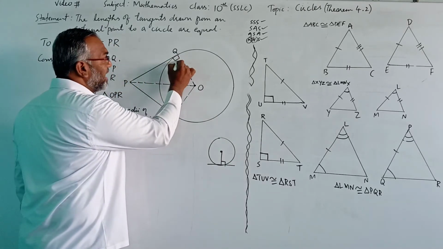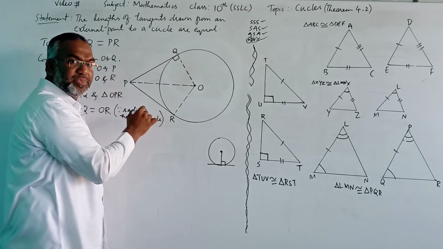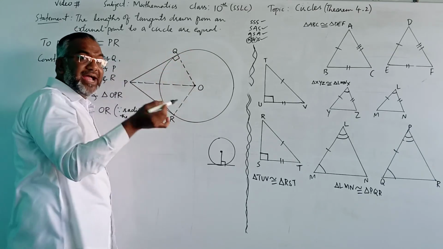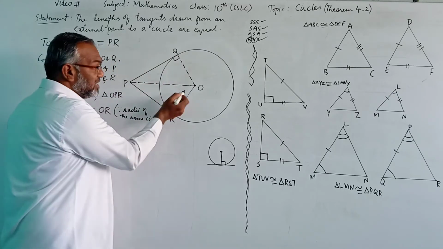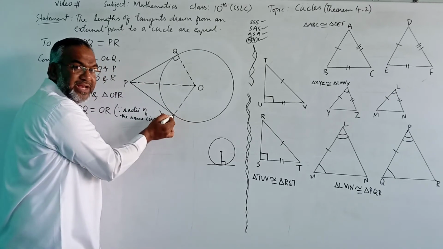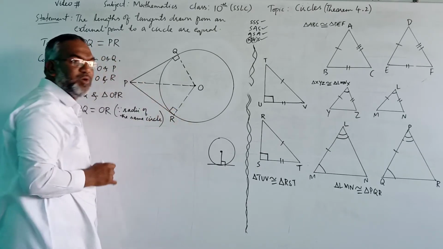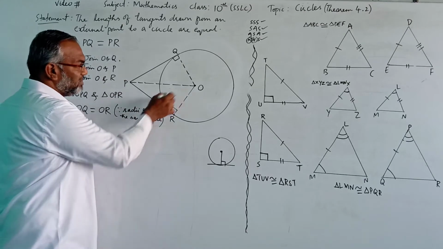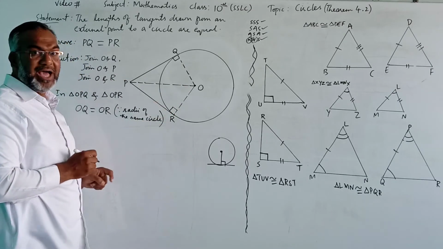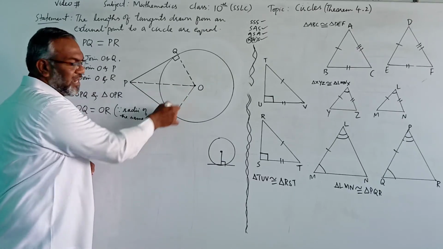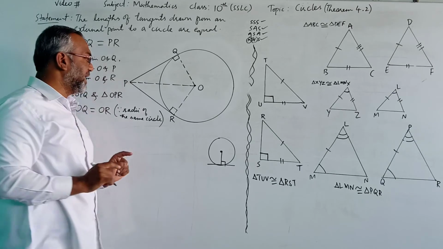So this is the radius and this is the tangent. Radius and tangent at the point of contact are perpendicular to each other. So this is 90. In the same way, OR is the radius and PR is the tangent, so this angle must also be equal to 90 degrees. They must also be perpendicular. OR is perpendicular to PR. Radius and tangent are always perpendicular to each other at the point of contact, right?